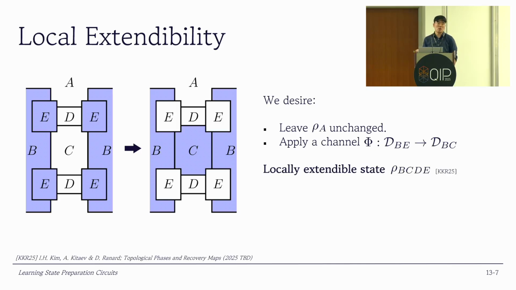This is how we motivate the definition of a locally extendable state, where a state BCDE, the density matrix BCDE, is called locally extendable if there exists a channel from BE to BC, such that when you apply this operation, identity on the purifying and applying the extending channel, we recover from the reduced density matrix of ABE to ABC, like so. This is our definition.